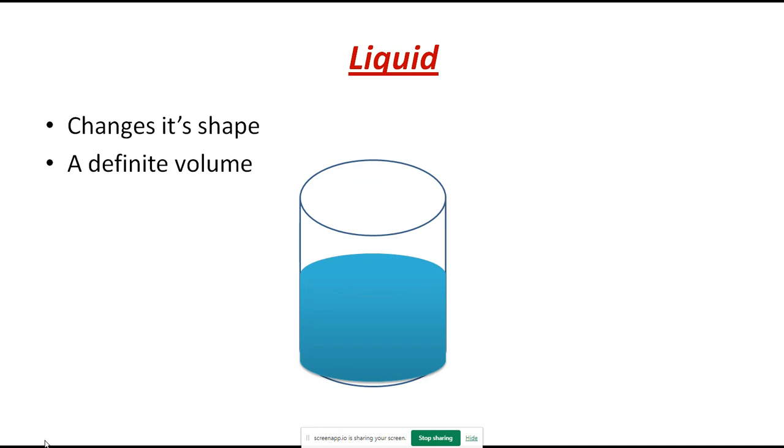Liquid. Liquid has no definite shape, which means that it changes its shape. For example, you have water in a glass and then you pour it into the jug. So the shape would be changed from the glass into the jug.